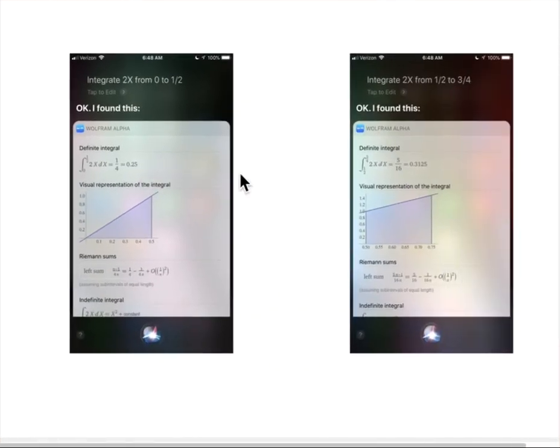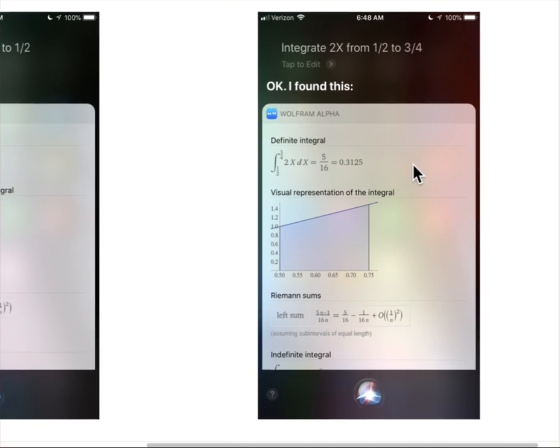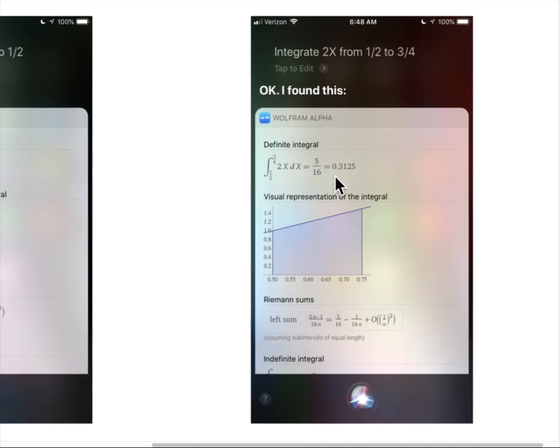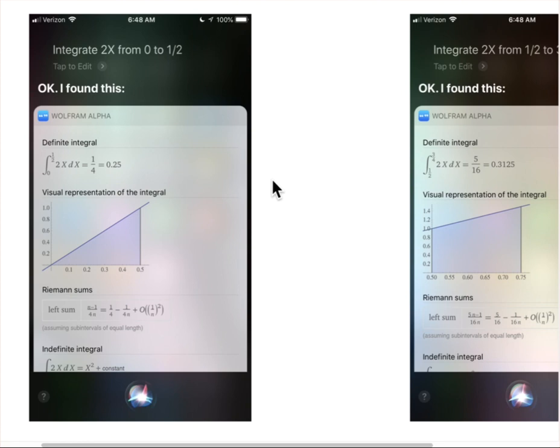I also asked Siri to integrate 2x from 1/2 to 3/4. We just did that a second ago with the TI-84 calculator. And look at this. Not only does Siri give me the decimal representation, but even prior to that, Siri gives me the fraction representation. What's interesting here is that Wolfram Alpha is actually doing symbolic integration, not just numerical integration, which is available in Mathematica.